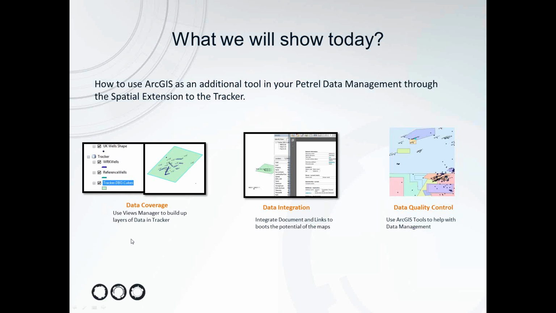So I'm going to show a little workflow about comparing data coverage firstly, and I'm going to show you how you can build up views of different layers together in Arc. And then I'm going to show a little example on data integration and show you how to bring in some extra metadata for the seismic cubes and build up a nice little mini database of seismic using ArcMap and Tracker. And finally, I'm going to show a little data quality control workflow. So I'm going to compare two layers together to see whether there is any missing data between two layers.